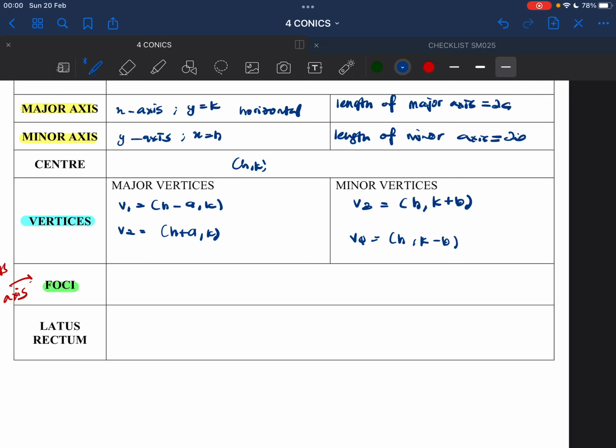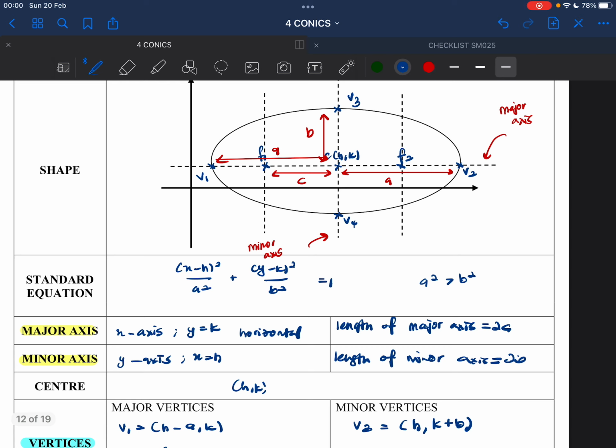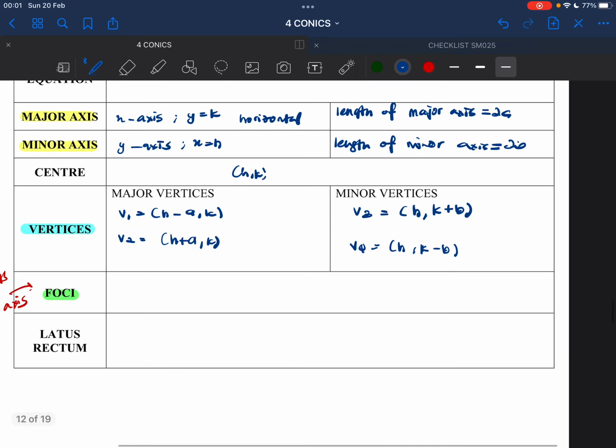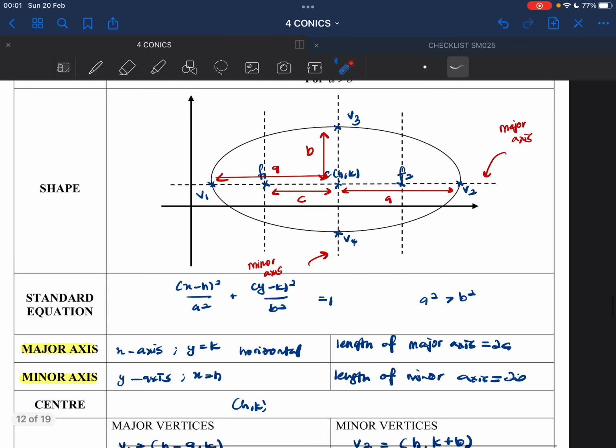So we are going to see the foci first. Here we have the foci, the same thing: left or below, you minus; above or right, you are going to plus. So this is your foci.